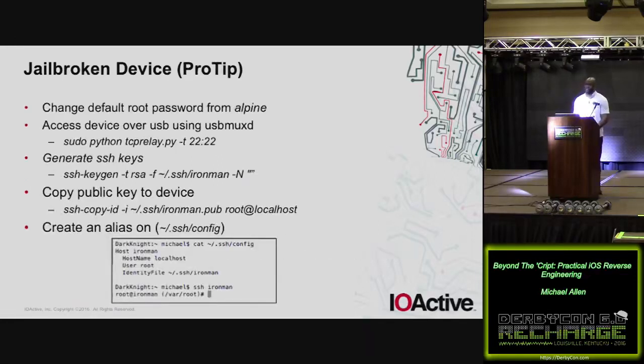Just some tips here. Change the default root password from alpine. I would also encourage you to access the device over USB instead of using Wi-Fi, and so use usbmuxd. You pretty much run tcprelay and specify your port. I would also recommend that you use SSH keys. Generate your keys, copy your public key over, and also add an alias for your device so that you don't have to be typing in the password every single time you want to access the device, right?